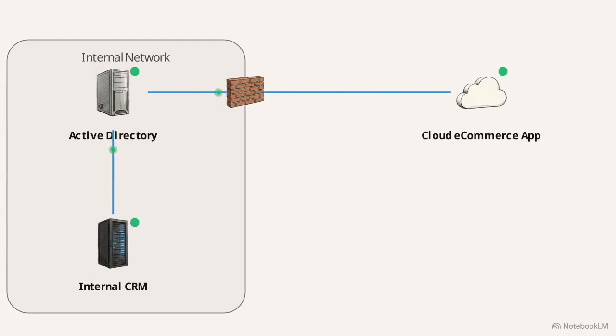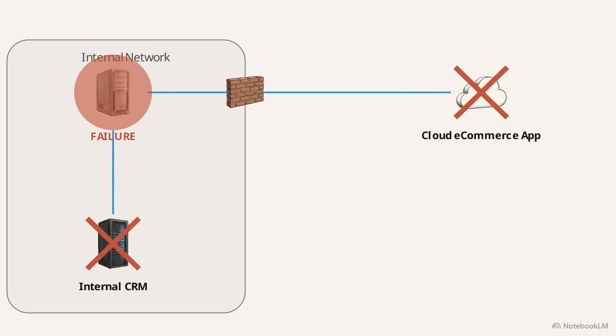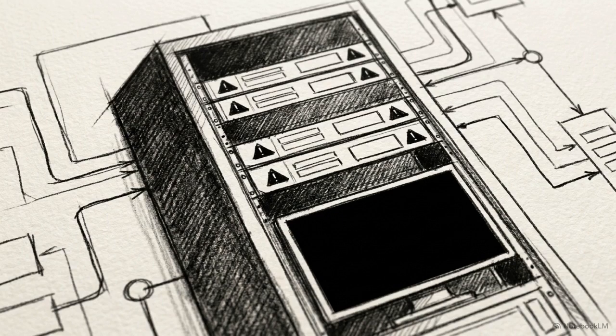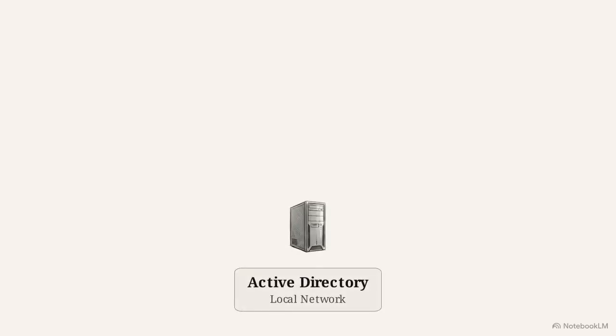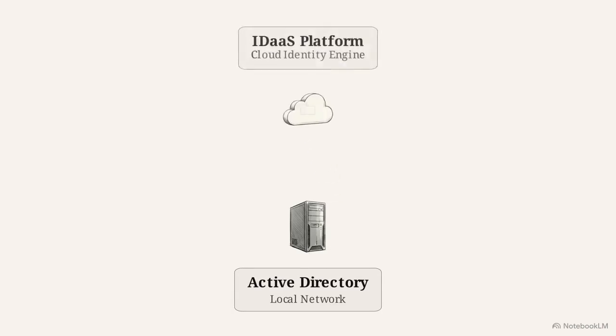If that single local Active Directory server fails, the outage cascades instantly. Users are locked out of the internal CRM, and they immediately lose access to the external cloud e-commerce application. Relying solely on an on-premise authentication server behind a local firewall creates a dangerous single point of failure for critical cloud services. The solution is to lift the authentication engine completely out of the local network using an Identity as a Service, or IDaaS, platform.